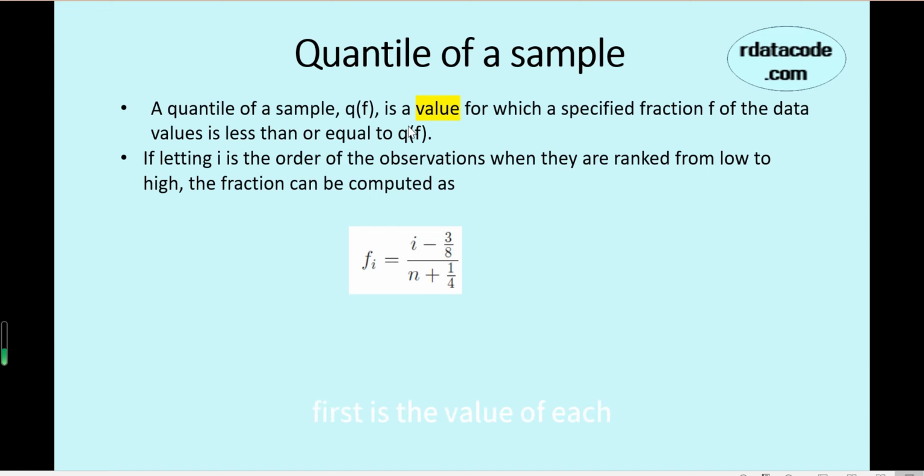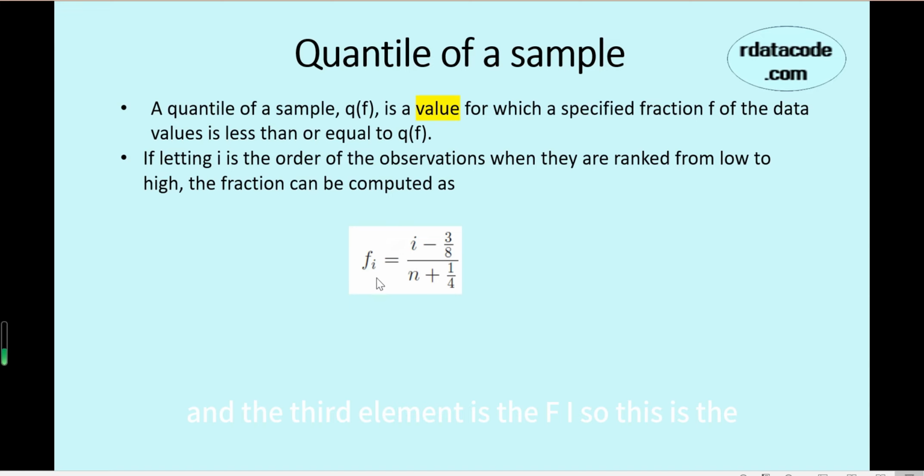The first is the value of each element of a sample. This is very simple, right? Each value of this sample. So you have 10 elements in the sample, and each element has a value. Second, you have to know this i. i is the order, or the sequence, of the sample from lowest to highest. So, for example, with 10 numbers from 1 to 10, the second number's value is 2, and its order is 2.